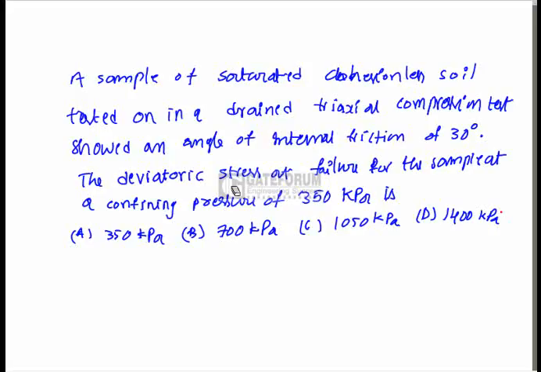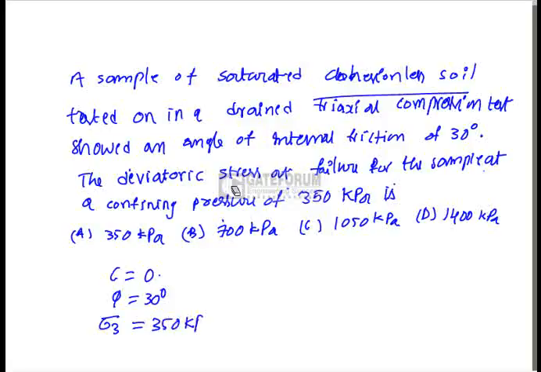From the question, you will list out the data that was given. A sample of saturated cohesionless soil, so C is equal to 0. Tested in a drained triaxial compression test, showed an angle of internal friction phi is equal to 30 degrees. The deviatoric stress at failure for the sample at a confining pressure of 350 kPa. Confining pressure sigma 3 is 350 kPa. We have to find out sigma D. For that we need sigma 1.